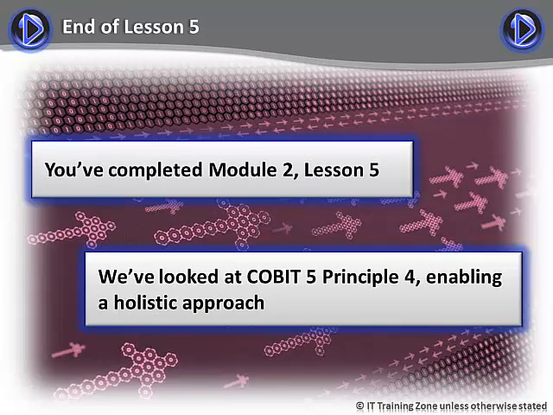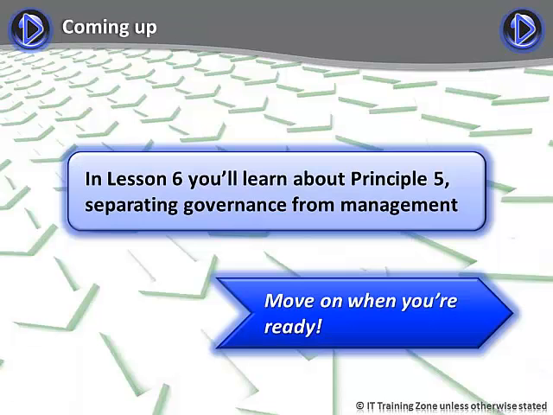Okay, that completes this lesson about COBIT 5 Principle 4, Enabling a Holistic Approach. In this lesson, you learned about the COBIT 5 enablers, enabler dimensions, and enabler performance management. The next lesson is Module 2, Lesson 6. In that lesson, you'll learn about COBIT Principle 5, Separating Governance from Management.